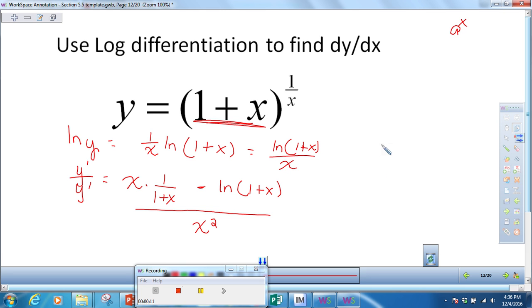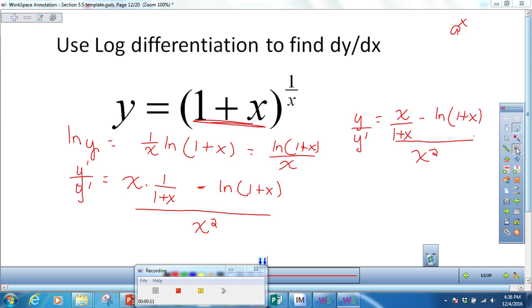Okay, so cleaning that up, if you will, I get y prime over y is equal to x over 1 plus x minus the natural log of 1 plus x, all over x squared. And I don't know why I wrote that like that. That's y prime over y.